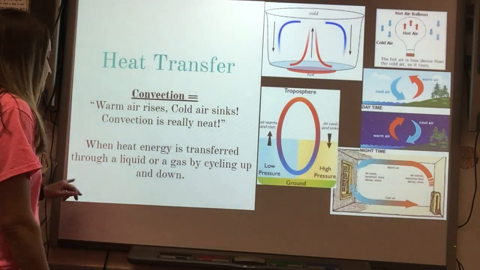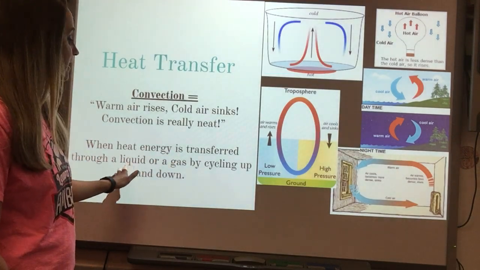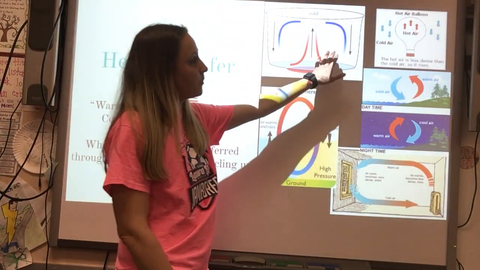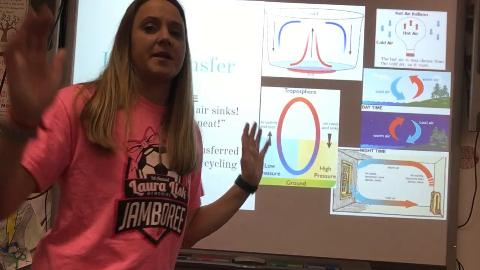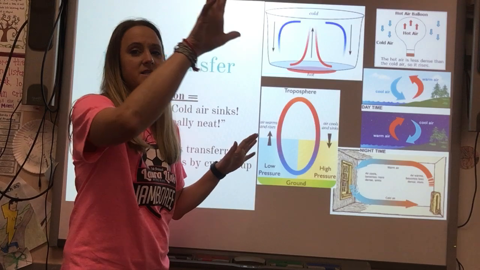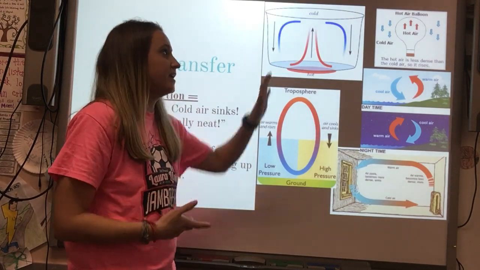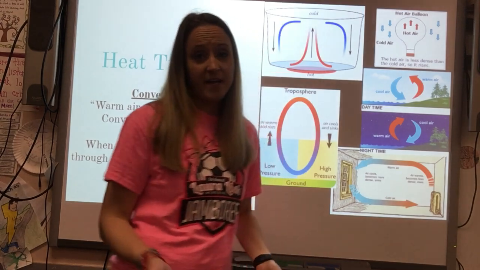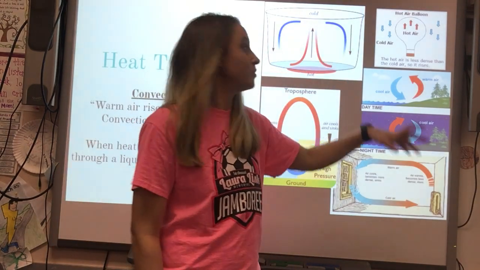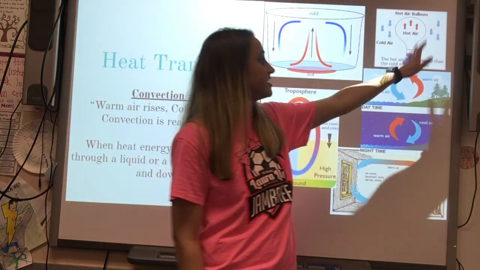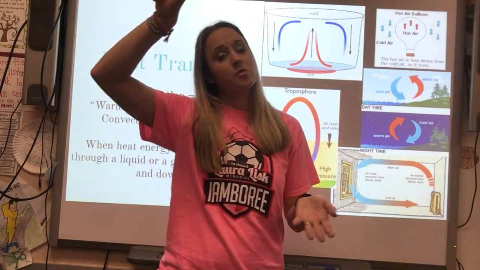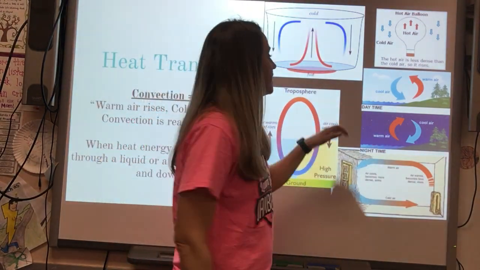The important thing is convection happens through a liquid or a gas. For example, when you have a pot of water on the stove that's boiling, that warm water rises, the cold water sinks, okay? That's convection. A hot air balloon is an example of convection. The hot air is less dense than the cold air, so it rises. The cold air is more dense, so it sinks.